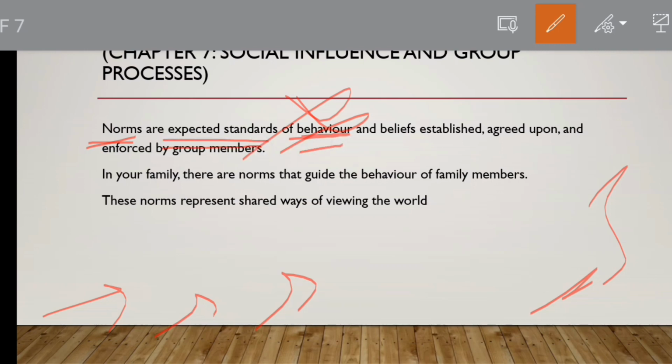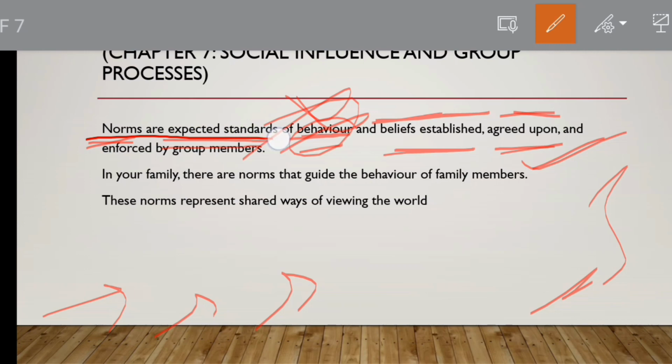You have to behave in a certain way, and there are beliefs established, because when the child will be dressed properly, the disciplined behavior will come into him. He will gather the disciplined behavior and it is agreed upon. All of them will agree that yes, this one has to wear these clothes, has to come on time, there will be this many periods in class. So these are expected standards. People expect these of behavior. Beliefs are established, agreed upon, enforced by group members.